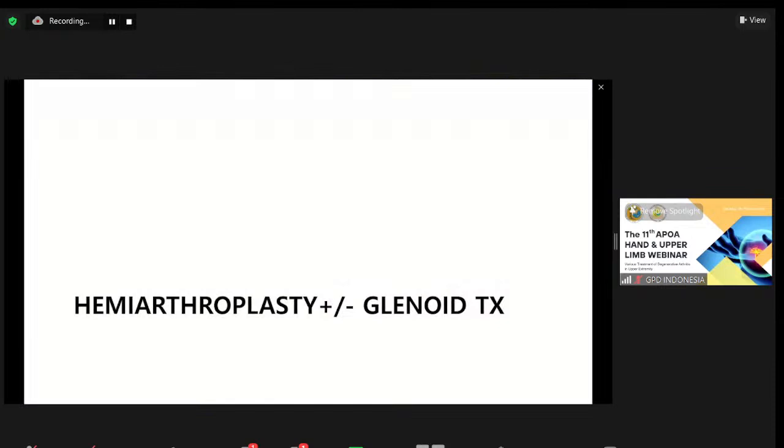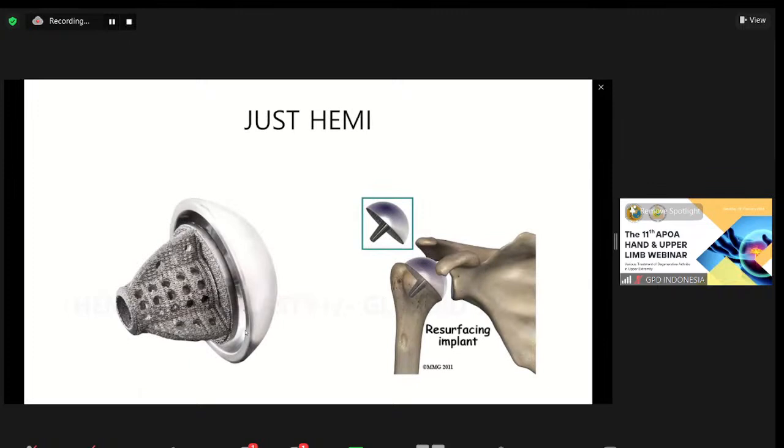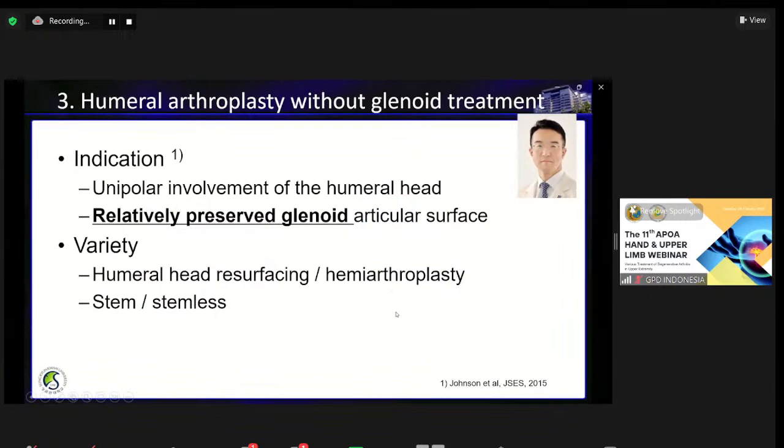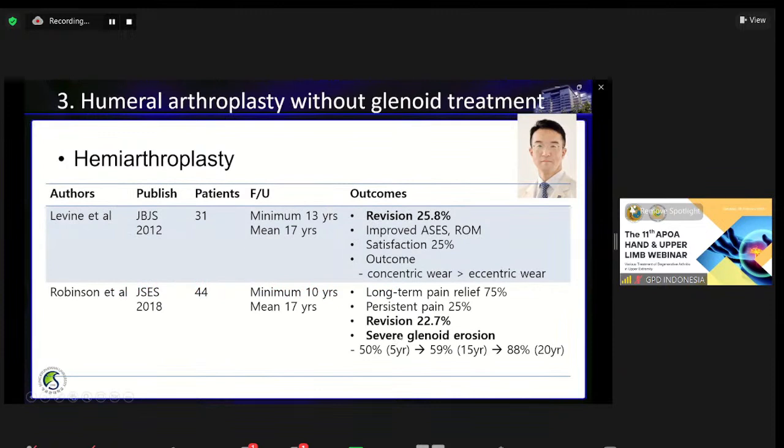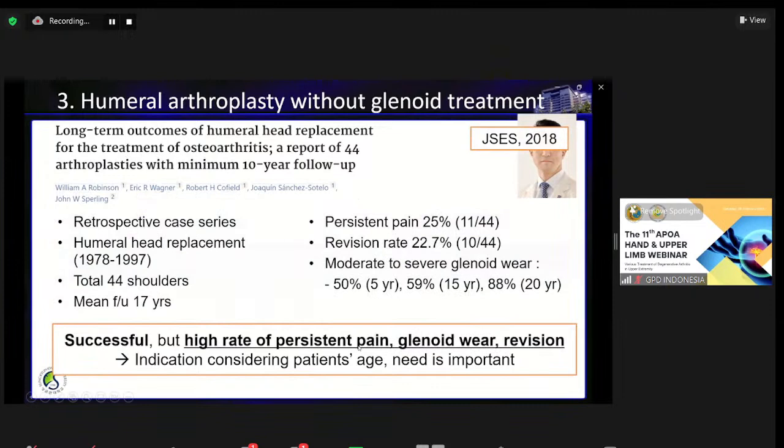The next procedure, which was common, was hemi plus glenoid treatment. Just hemi or resurfacing has been a topic. Nowadays, hemi is more preferred, so you can preserve the glenoid. However, it is considered an inferior outcome to a primary TSA because the glenoid portion is still there. With hemiarthroplasty, the revision rate is 25 to about 30% in about 10 years. So it's very successful, but there is a high rate of persistent pain, glenoid wear, and revision, and considering the patient's age is important for this kind of procedure.